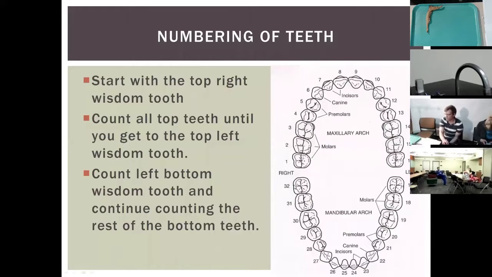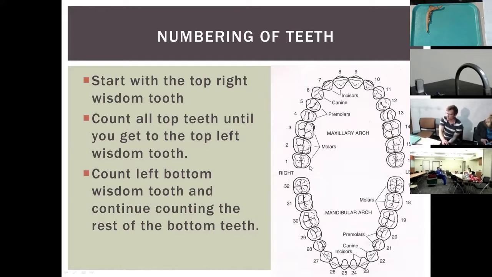So in the US, the way we number is we have all 32 teeth and they all have a specific number. You start with the top right wisdom tooth. So if you're looking at your patient, it's going to be on their right, your left, on the top, the very back. You start with the top right wisdom tooth and you count the whole top row all the way until you get to the top left wisdom tooth. And then you drop down to the bottom left wisdom tooth and then you count the whole bottom row until you get to the bottom right wisdom tooth. And so you should have 32.